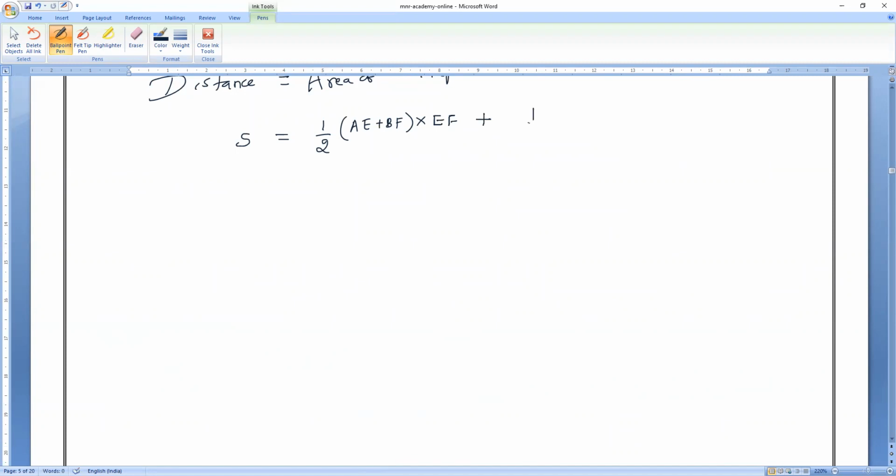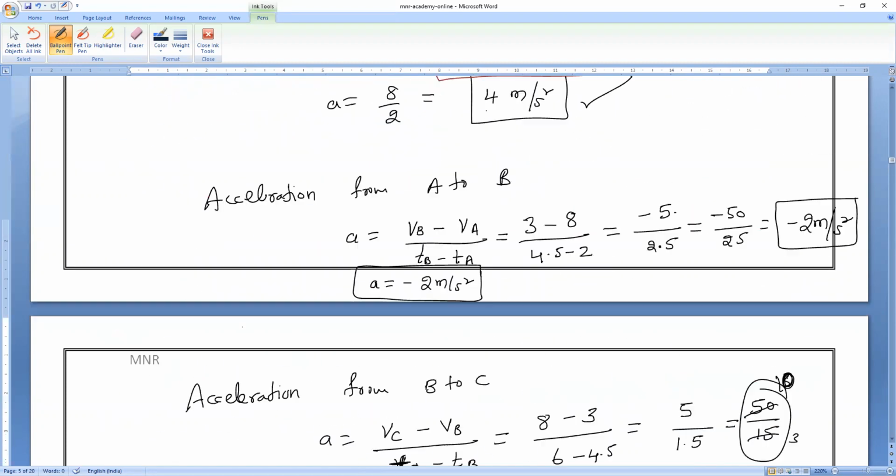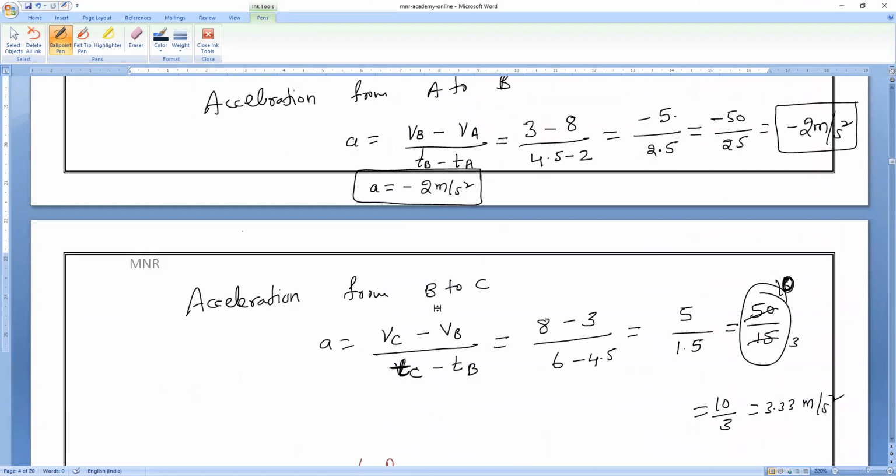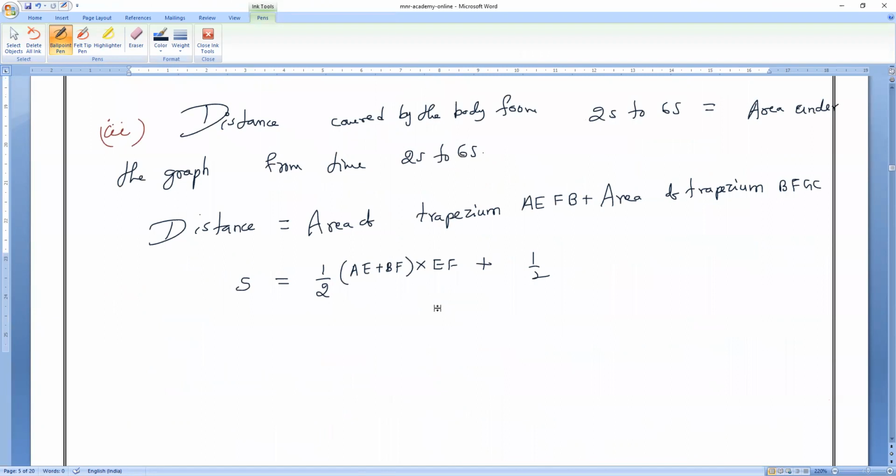Plus half into the second trapezium's parallel sides, BF and CG. And what is the height? FG. So the parallel sides are BF and CG, into FG. Is it okay, guys? All of you?